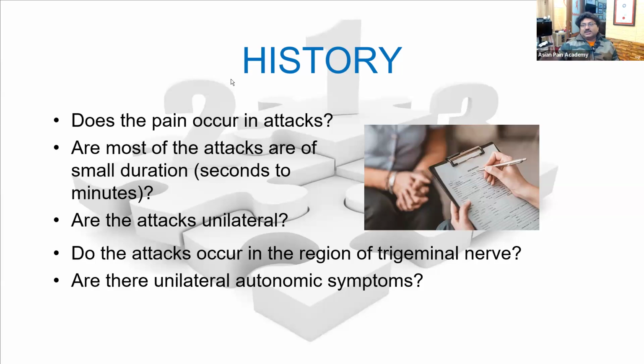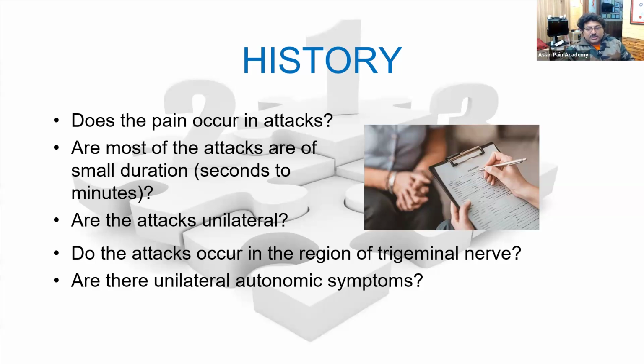So here the pain comes in attacks definitely. Most of the attacks are of small duration. Yes, neuralgic pains are of short duration, but sometimes instead of one attack, there could be successive attacks one after another, so the patient might have pain in that area for quite some time. And what the patient usually does is clench the teeth and stand still so that it can automatically go away. Then, whether the attacks are unilateral or not: definitely in trigeminal neuralgia, the attacks are unilateral, and they occur in the region of the trigeminal nerve.